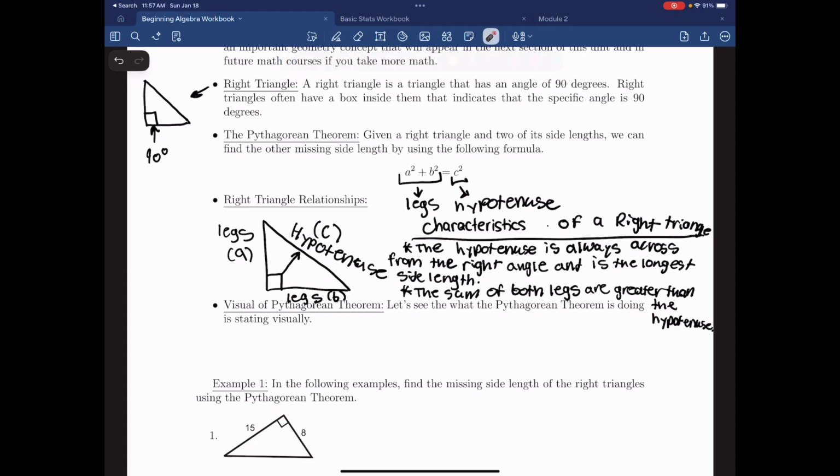Alrighty, so some characteristics of right triangles that are at least important for this section of notes is that, as I stated before, the hypotenuse is always across from the right angle and is the longest side length. And another thing to note here is that the sum of both legs is greater than the hypotenuse. So if you add legs A and B of a right triangle, in order for this to be a triangle, when you add these two together, that value must be greater than the hypotenuse.